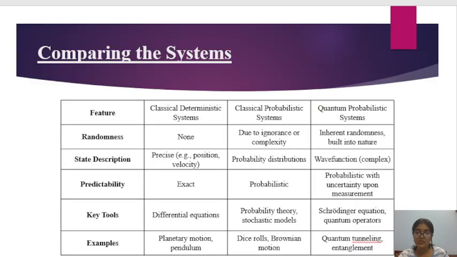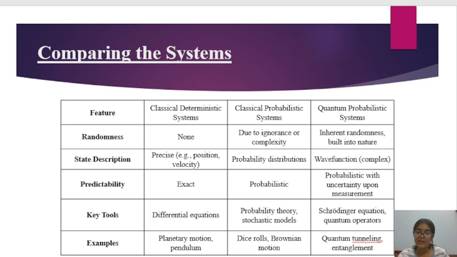Okay, so now let's take a step back and compare all these three systems side by side. As you can see, there are fundamental differences between them. The classical deterministic systems are fully predictable with no randomness. The future state is determined entirely by the initial conditions and the laws of motion.